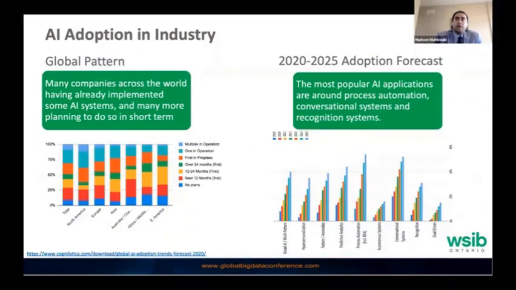So the other consideration is there was a forecast done by Cognilytica back in 2019 regarding the outlook of adoption of AI across different industries across the globe. As you can see, most of the companies and entities that are going to use AI will push their focus more on robotic process automation, more on conversational systems like chatbots, or they're going to use different cognitive systems for image or pattern recognition, or using computer vision.